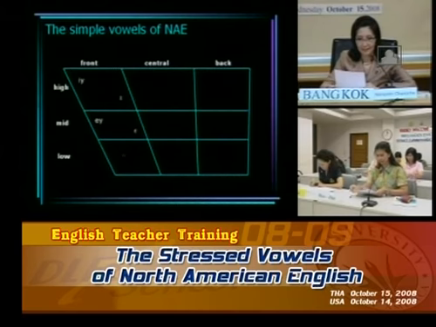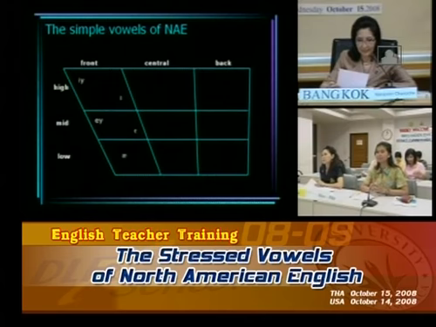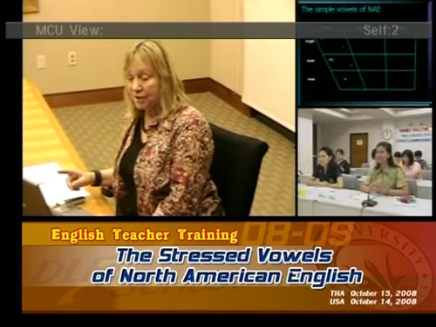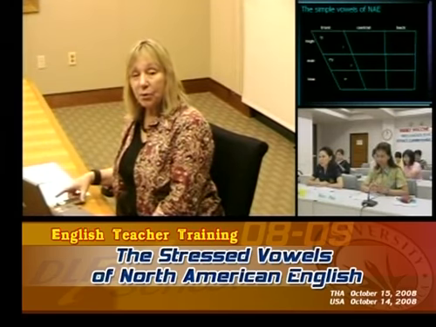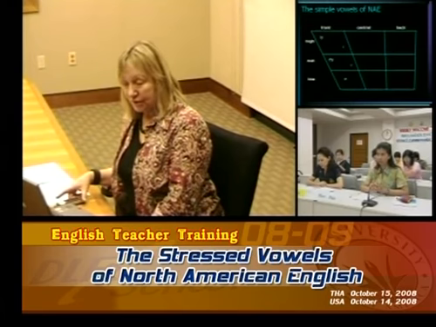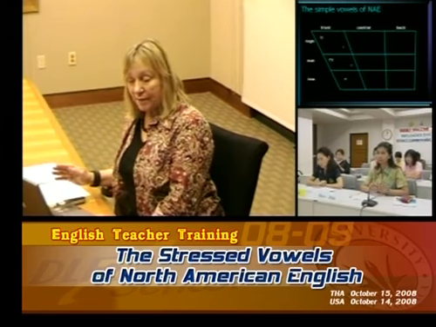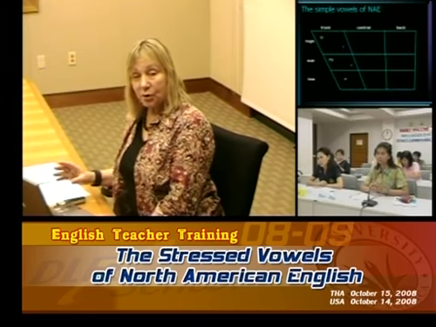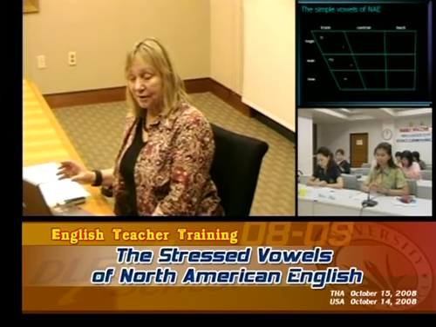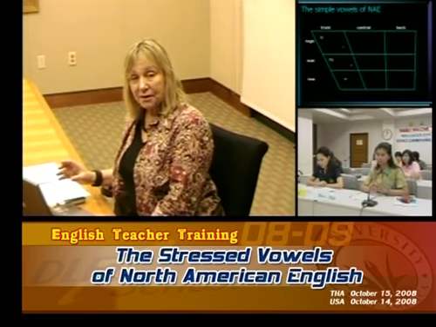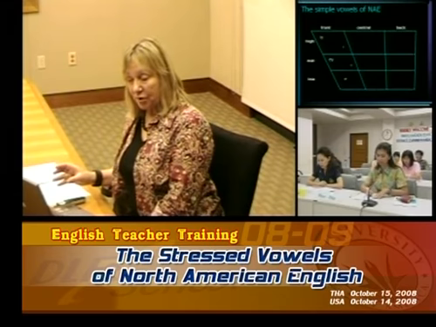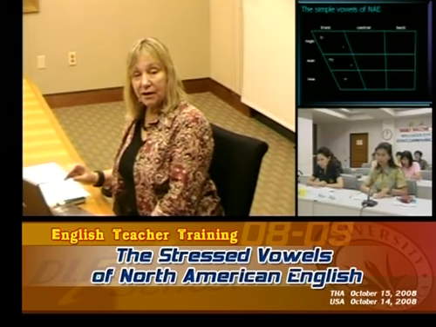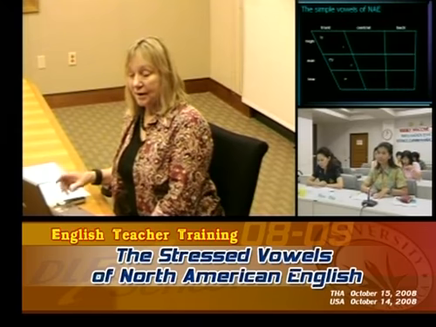Okay, let's start by looking at the simple vowels of North American English, and remember that I'm talking about American English here and not British English, and later we'll talk about why this is important. What you see on the screen is the vowel quadrant or vowel chart, and this is very helpful for us in describing the vowels because this represents really the inside of your oral cavity. So think of this vowel quadrant as the inside of your mouth. We have the front portion, the central portion, and the back portion of your mouth represented in this quadrant. We also have high, mid, and low areas of your mouth.